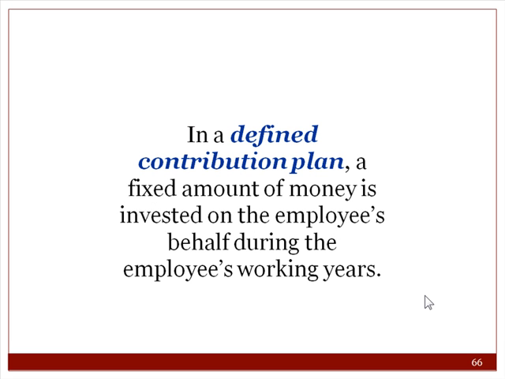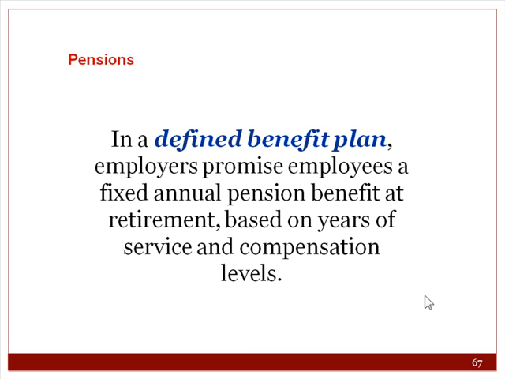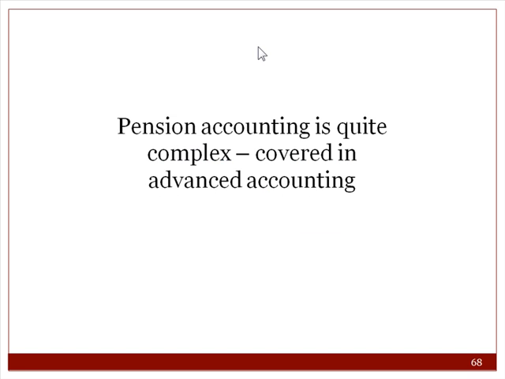A defined contribution plan is a fixed amount of money invested on an employee's behalf during the employee's working years, hence defined contribution. In a defined benefit plan, employers promise employees a fixed annual pension based on a number of years of service. So if you work for the government and you belong to PERS or the state STRS, you have a defined benefit plan. When you retire, you're going to get a certain amount of your salary. Most private companies have defined contribution plans. They don't promise you anything.